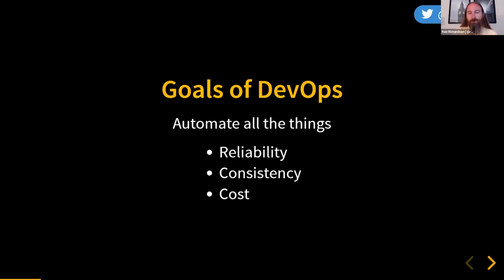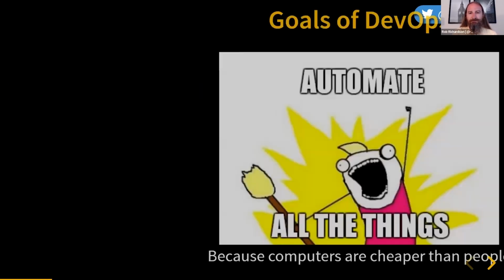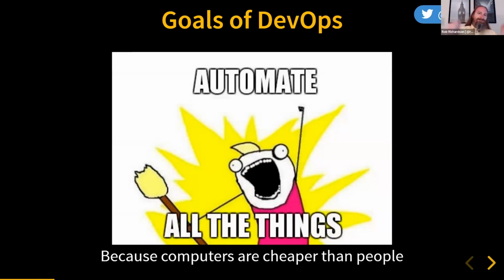So our goal is to automate all the things. Automate all the things! And as we automate all the things, we'll get a much more consistent experience, much more predictable deployments, and probably reduce our costs in deployment as well, because computers are cheaper than people.